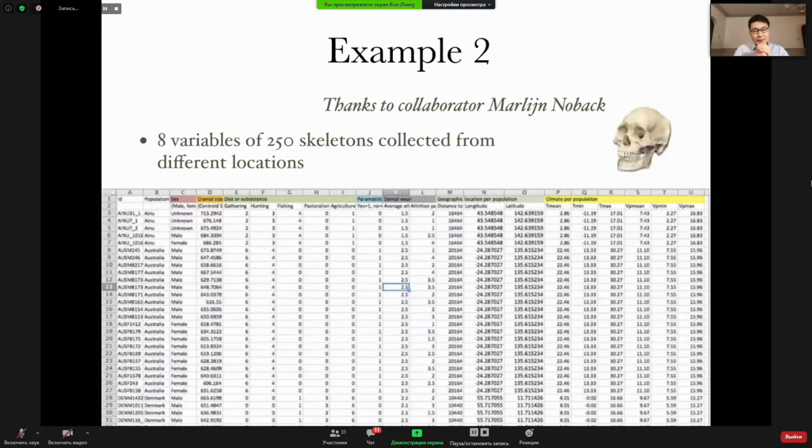This is another example. Right here is my collaborator, Marlene Nobeck. Her last name is very cool, Nobeck. Just go forward, look forward. So she collected 250 skeletons all over the world. And she measured 8 variables, including gender or sex, cranial size, diet, and cranial shape differentiation.